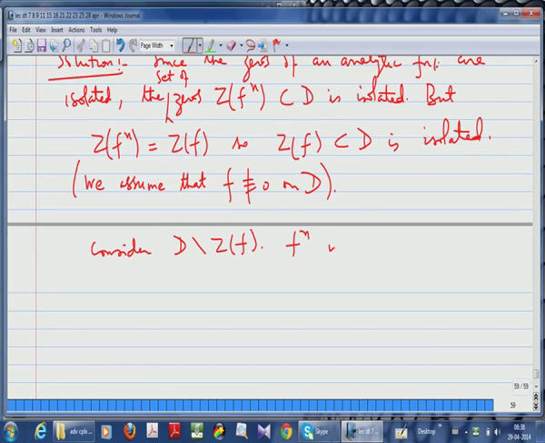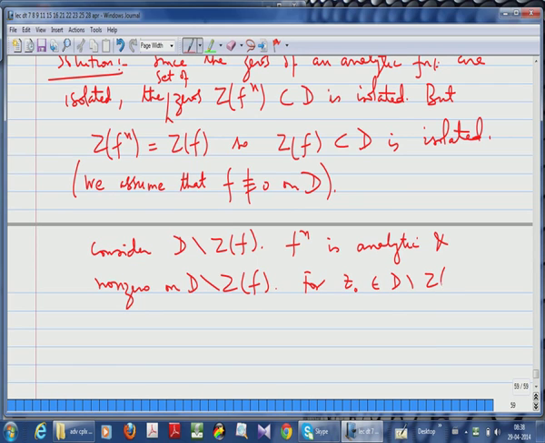f power n is analytic and non-zero on D minus Z_f. For z naught in D minus Z_f, there exists a small open disk, mod z minus z naught less than epsilon, in D minus Z_f.